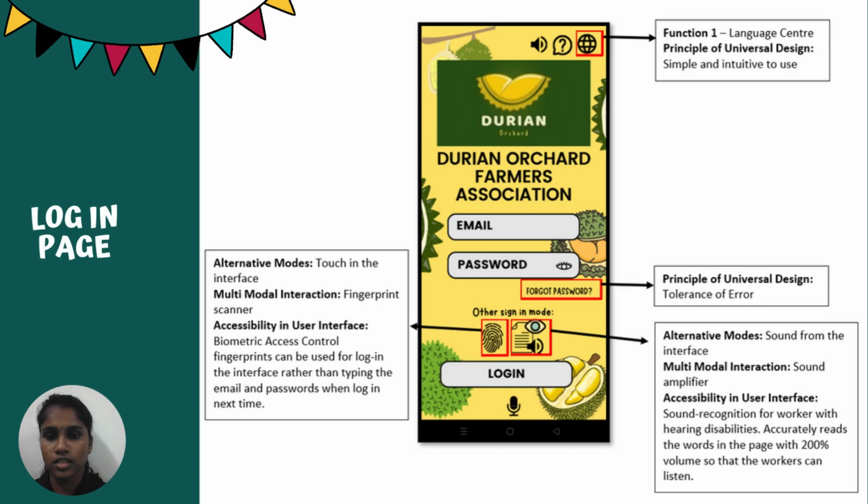Multimodal interaction is fingerprint scanner, while accessibility in user interface is it can be used for login to the interface rather than typing the email and password when logging in the next time for the workers. Then alternative mode sound from the interface, multimodal interaction, sound amplifier. Accessibility in user interface is sound recognition for workers with hearing disabilities. It accurately reads the words in the page with 200% volume so that the workers can listen.